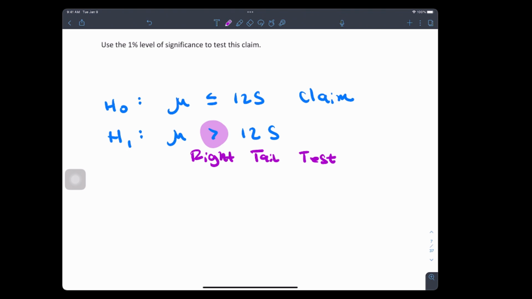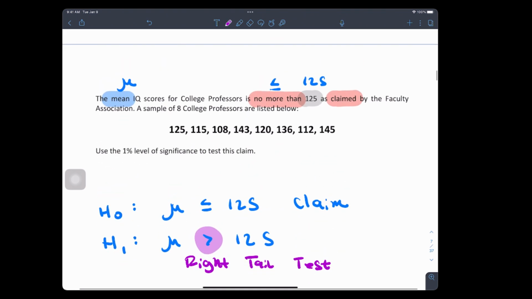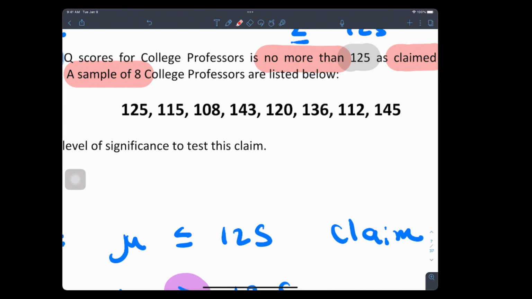All right. Now, what do you guys notice about this question, though? There's an issue here. What did they do? They gave you a sample of 8 college professor IQ scores. If I had to write it again, I got a little typo here. I should say a sample of 8 college professor IQ scores are listed below. I need an editor too.